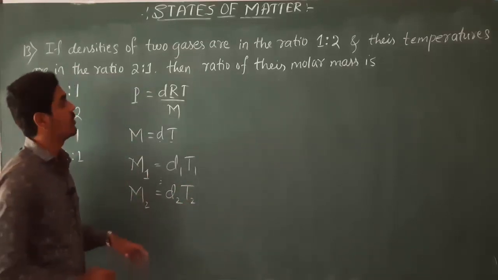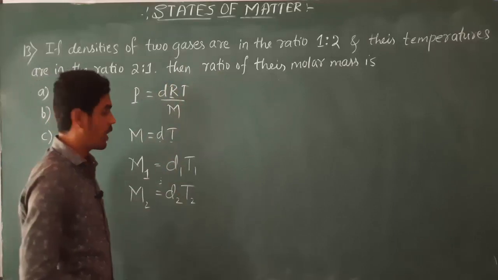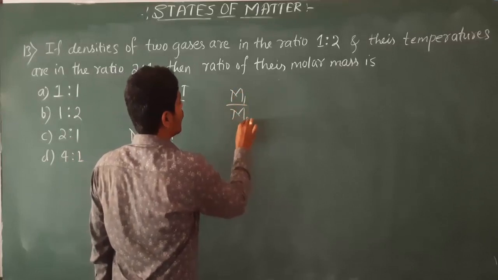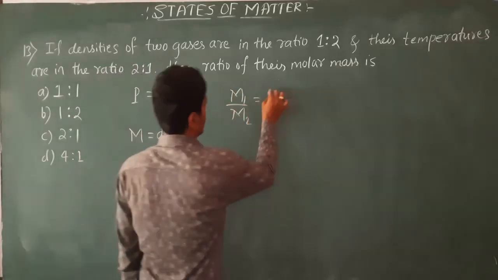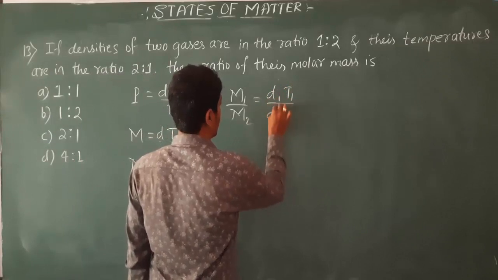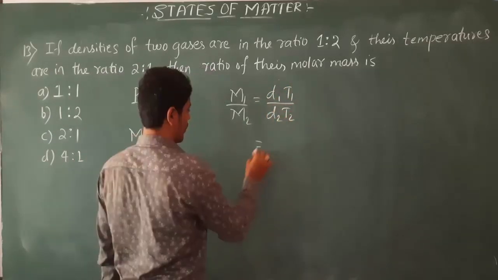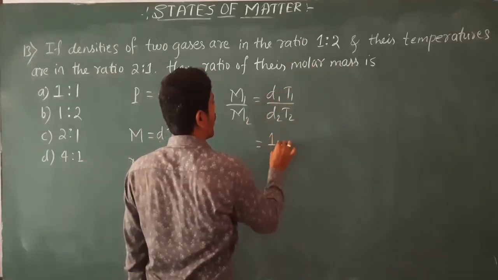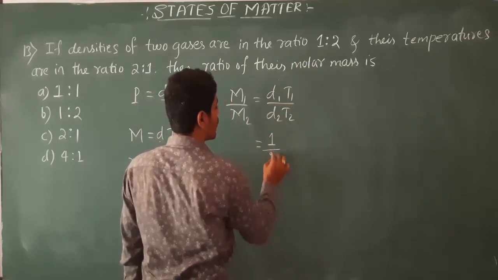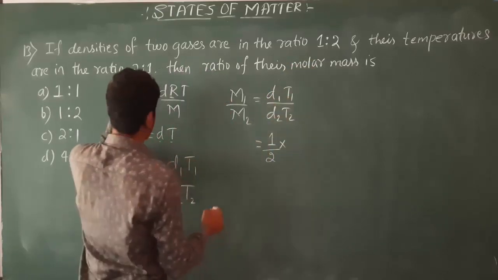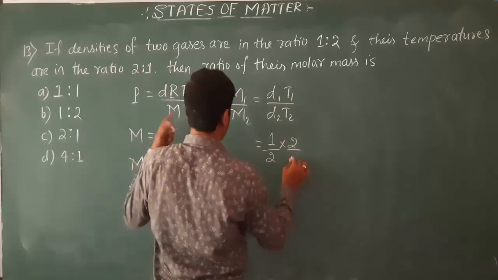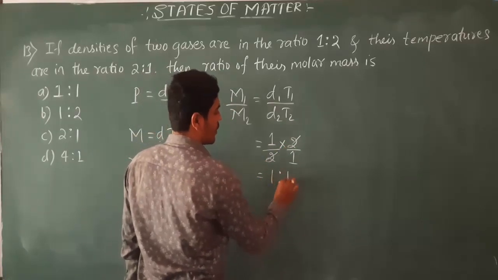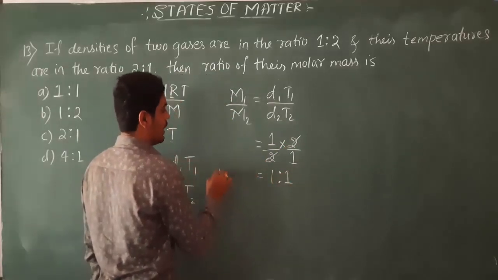Now take the ratio. They asked you to find the ratio of their molar mass. So what will you get? M1 divided by M2 is equal to D1 into T1 divided by D2 into T2. Substitute the values. What will you get? D1, that is 1, divided by D2, which is 2, into T1 which is 2 and T2 which is 1. Okay, so the 2s cancel out. 1:1 will be the answer.